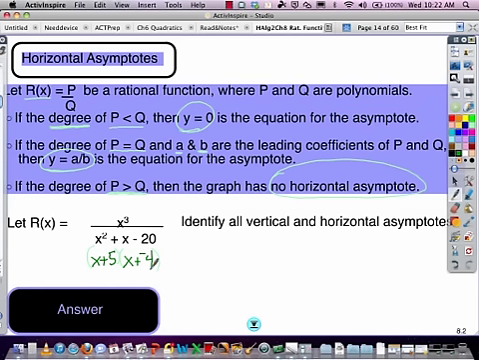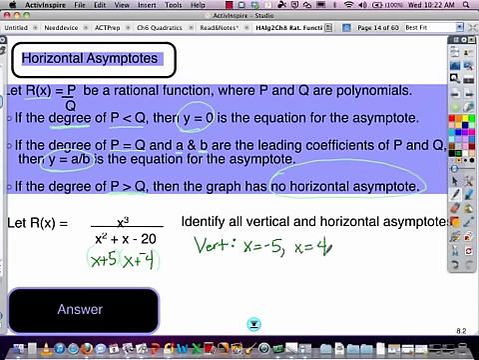And since none of those factors are up in the numerator either, we're able to say that we have vertical asymptotes of those factors, those zeros. So we would say x equals negative 5, and we would say x equals 4.